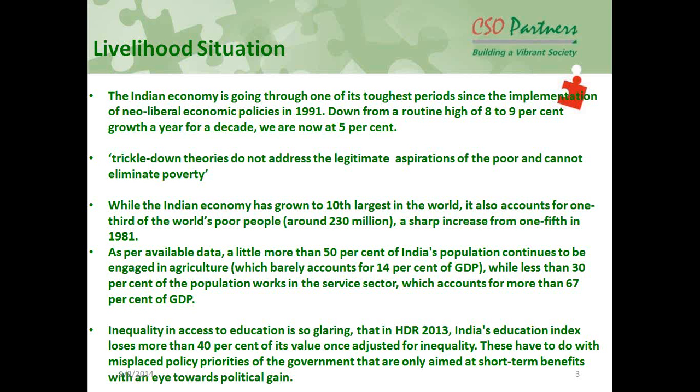As per available data, a little more than 50% of India's population continues to be engaged in agriculture, as we know, which barely accounts for 14% of GDP. So the 50% of our population engaged in agricultural activity produces only 14% of our GDP. While less than 30% of the population works in the service sector, which accounts for more than 67% of GDP. So again, we see the disparity, the sectoral disparity. Most of the employment is generated in the agriculture sector, yet the net product is only 14%. On the other hand, in the service sector we have only 30% of our workforce, and it is producing 67% of our GDP.